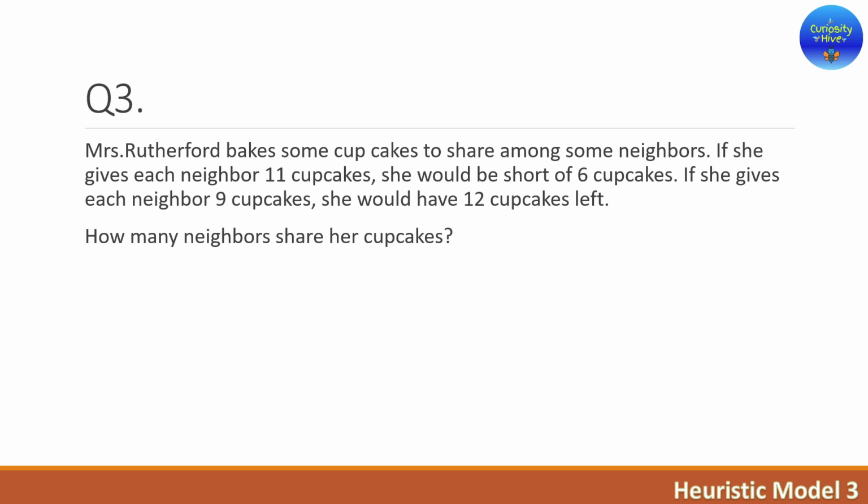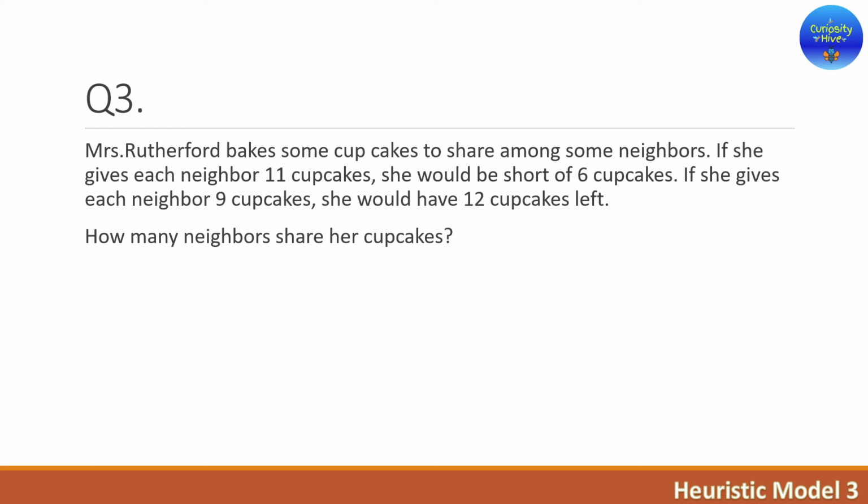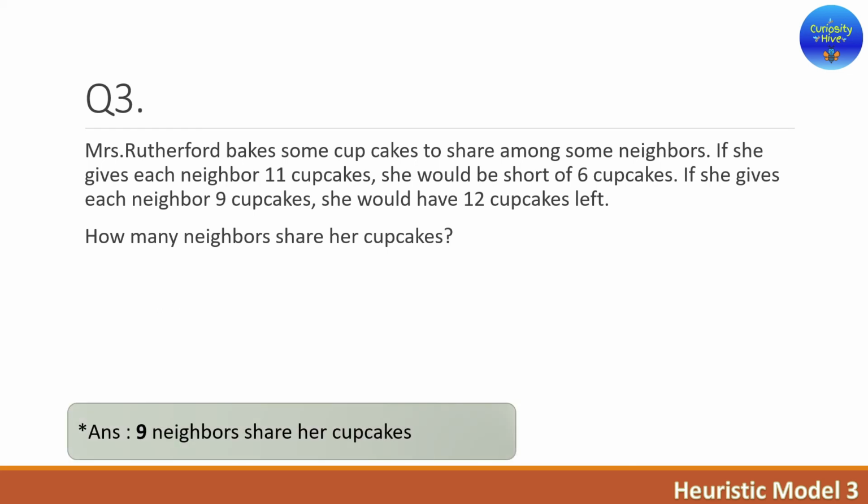Well, this is the listing method, getting the 2 scenarios, using the multiples in each scenario, and then checking if the scenarios give the same number to find your answer. Pause the video if you need more time. Well, the answer to this question is that there are 9 neighbors who share her cupcakes.